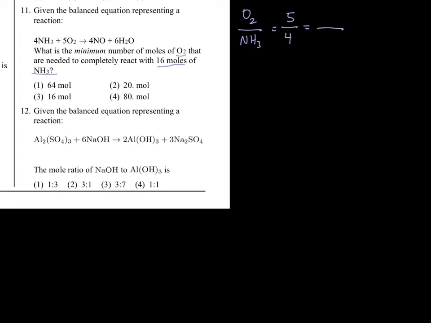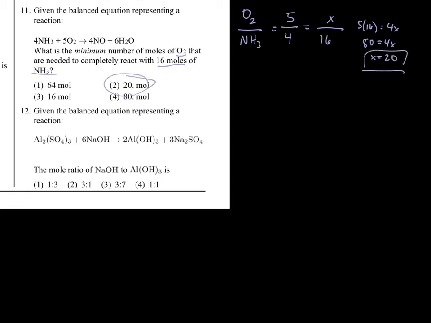Now let's say we have 16 moles of NH3. How many do we need of oxygen? So we're going to cross multiply. 4x, this is 80 is equal to 4x, and x is equal to 20 moles.